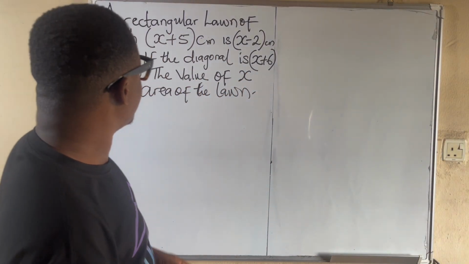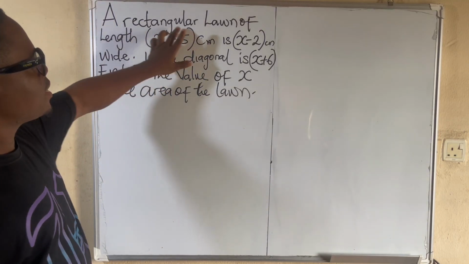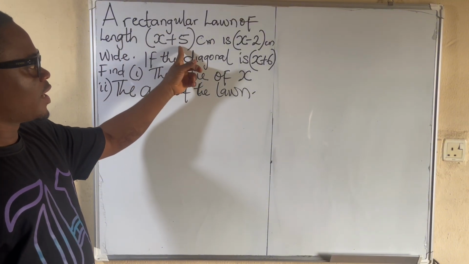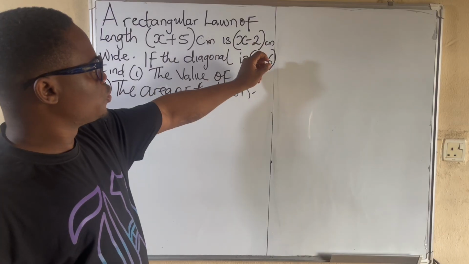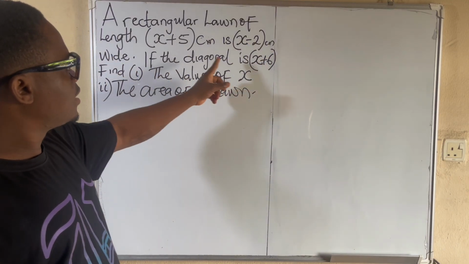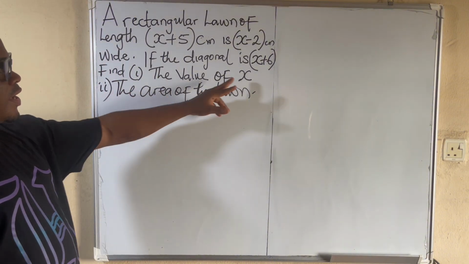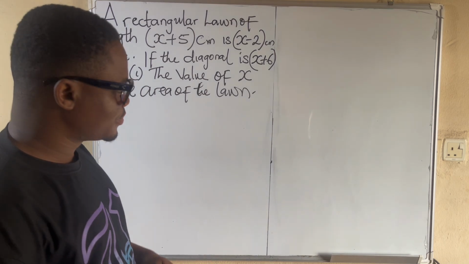Today we have a question on the board. A rectangular lawn of length x plus 5 centimeters is x minus 2 centimeters wide. If the diagonal is x plus 6, find the value of x and also find the area of the lawn.